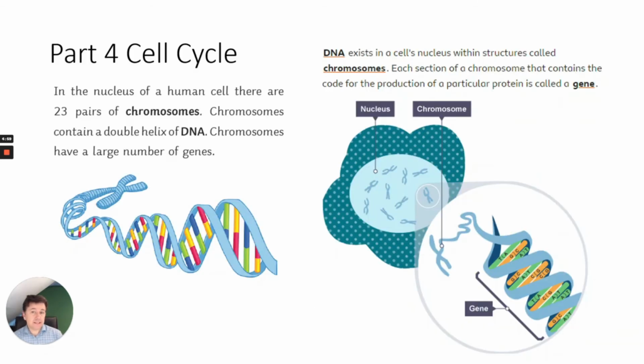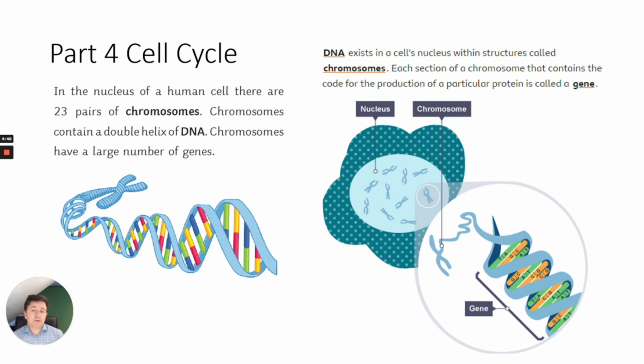Part 4, the cell cycle. So before we talk about the cell cycle, we just need to talk a bit about the nucleus, what's within the nucleus, and talk about chromosomes and DNA. You will be learning a bit more about this later in the course as well.